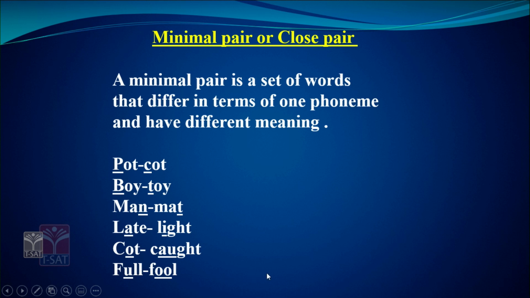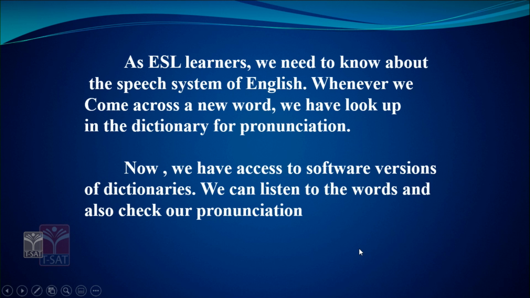So, as ESL learners, we need to know about the speech system of English language. Whenever we come across a new word, we have to look it up in the dictionary for pronunciation. A standard dictionary like Cambridge Advanced Dictionary or Oxford Dictionary or Orient Longman Dictionary or even Webster. So, a good dictionary gives us various features of words like spelling, word class, pronunciation, meaning and even derivatives and how they occur in different contexts. And now we have access to software versions of dictionaries, and we can have regular practice and we can listen to the words and also check our pronunciation.